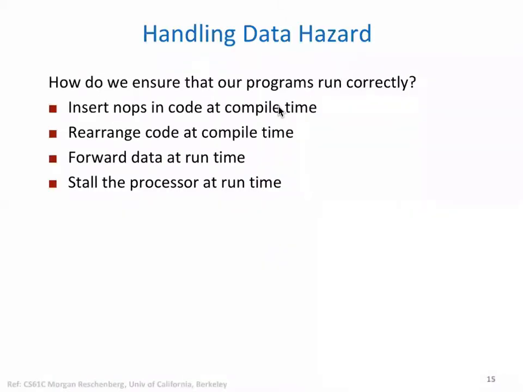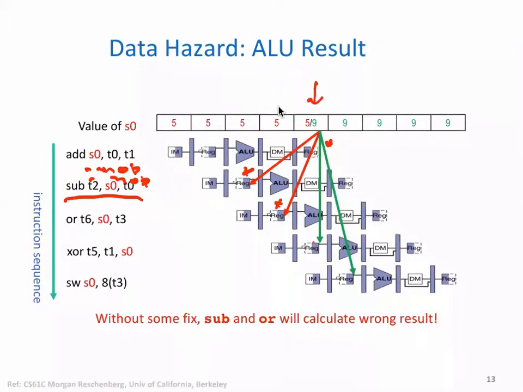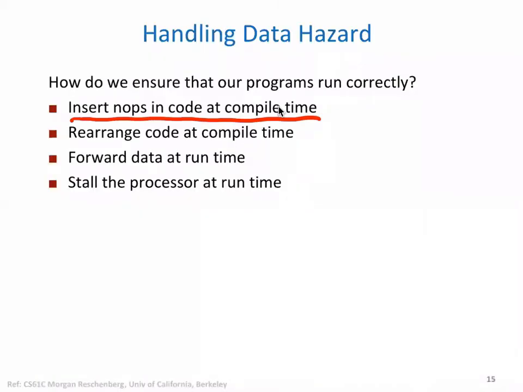Now the compiler can see the dependency between the add instruction and the subtract instruction. It knows that value S0 is being used in the next instruction and the following instruction. Then it can do the very simple thing of inserting NOPs between these instructions wherever they are needed. Okay, are you there? Are you understanding it?